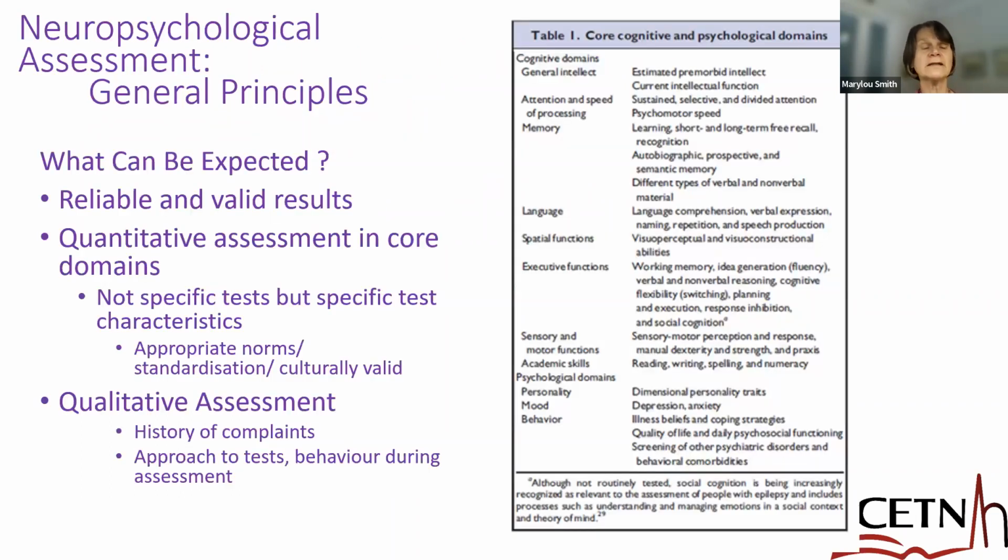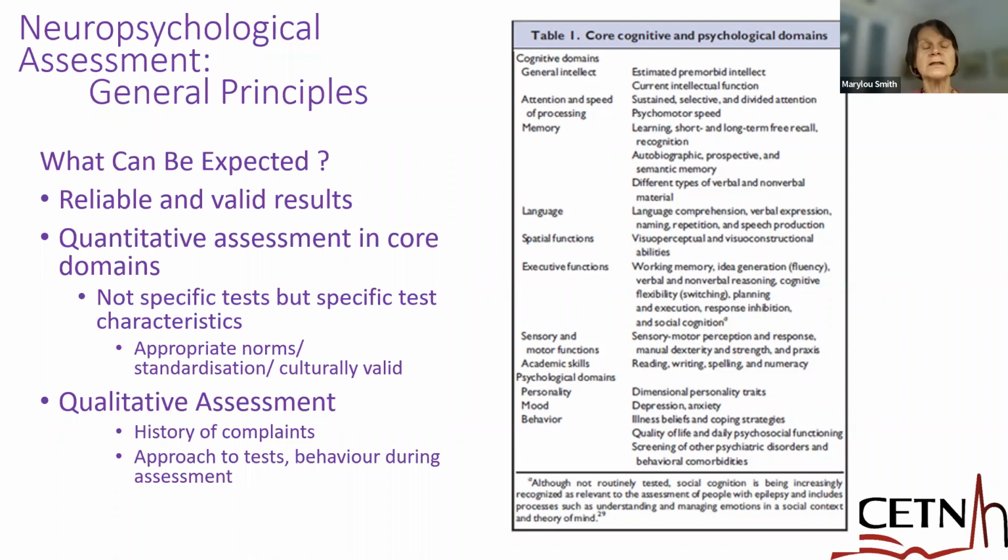So what can we expect from a neuropsychological assessment, or what can you as a neurologist or a neurosurgeon who has referred someone expect? Well, obviously, we like to think that we can provide you with reliable and valid results in which we can make our formulation. And usually our report will have some comment about whether or not we think that the results are reliable and why we do so. We'll provide a quantitative assessment in core cognitive and behavioral domains. And what's important to think about is not whether specific tests are used, but the characteristics of those tests.